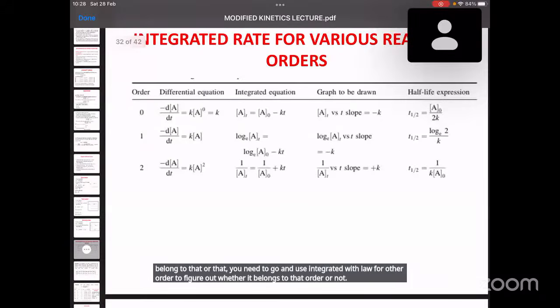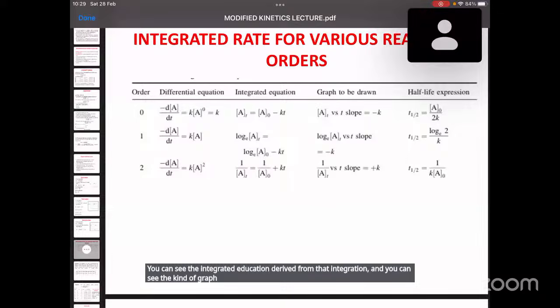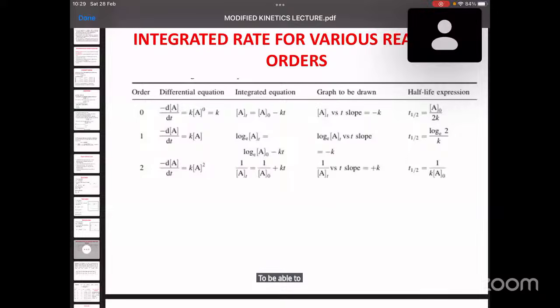Now, this is the table for order of reaction. You can see the differential rate law for zero order. You can see the integrated rate equation derived from that integration, and you can see the kind of graph you must plot to be able to get that order of reaction.